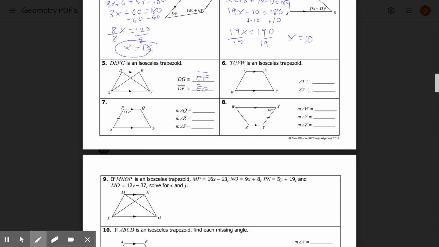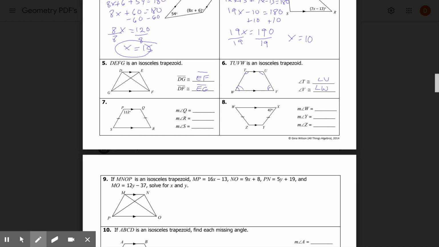Number 6, TUVW is an isosceles trapezoid. So the measure of angle T, this one here, would be congruent to angle U. And the measure of angle V, this little guy here, would be congruent to angle W.